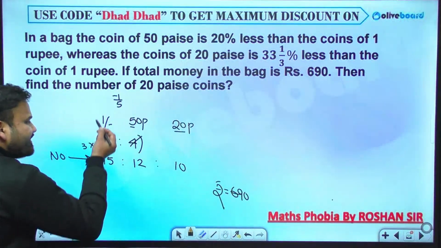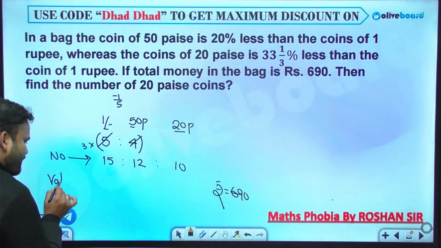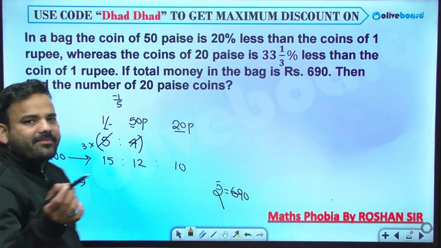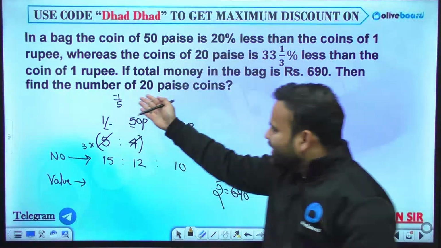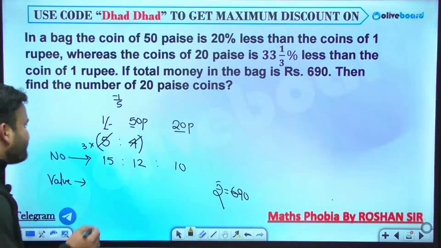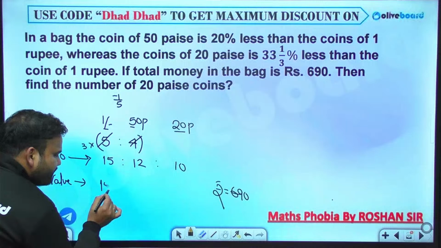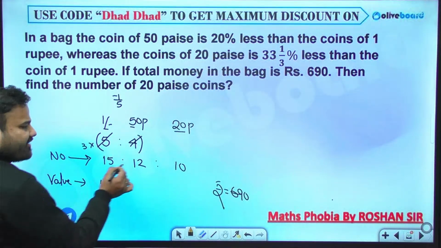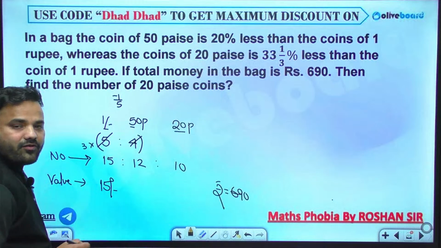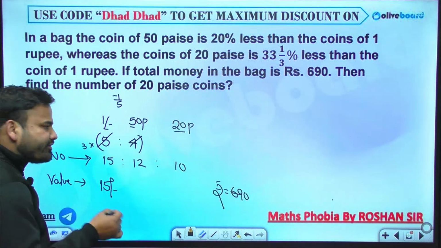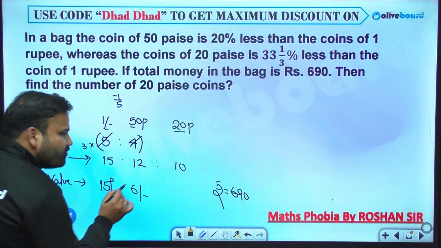Let me consider there is 1 rupee. Convert everything into value because the value is given. The whole bag has 690 rupees, so we convert. If I consider 1 rupee coins as 15, the answer will be 15 rupees. I'm not taking it as x. 50 paise, 12 coins: 12 coins of 50 paise divided by 2, that means 6 rupees is the value.